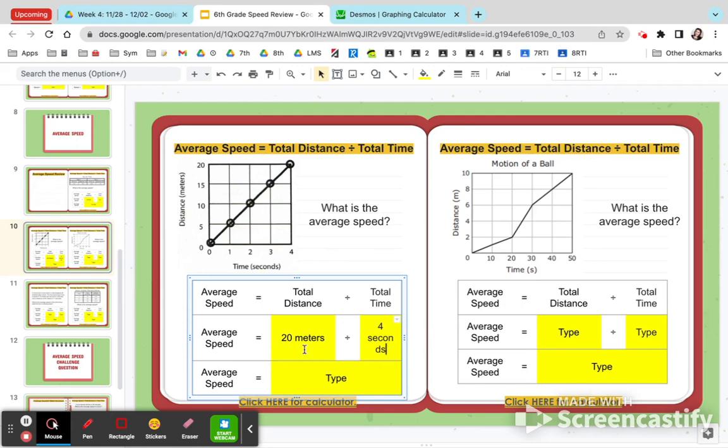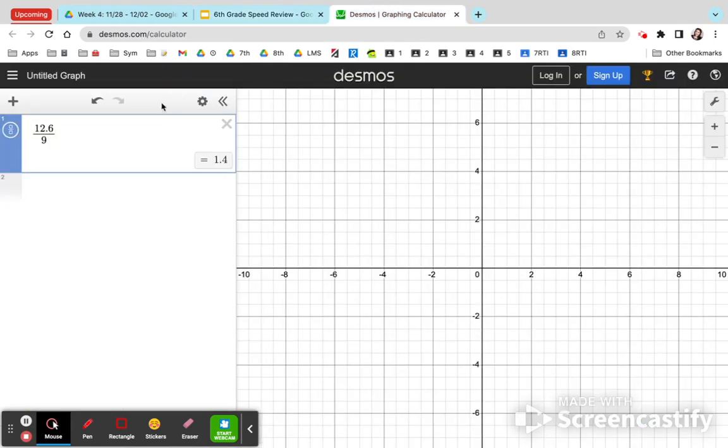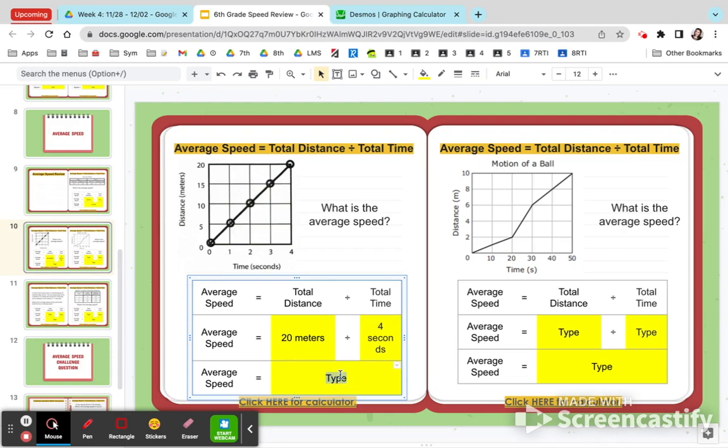Now I'm going to take my meters and my seconds, so my distance and my time, and I'm going to divide. So 20 divided by 4, and I get 5. So my answer is 5 meters per second. Again, making sure we add our units each time. This comes up later on. Okay, there's an importance to this.